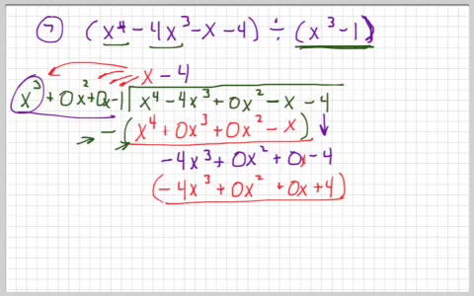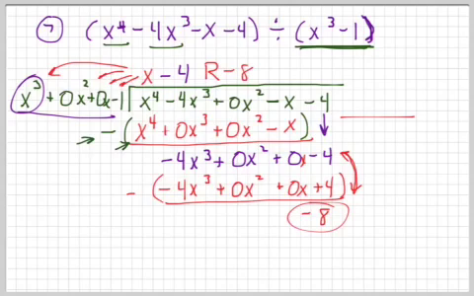Draw a line, subtract. Negative 4 minus negative 4 is going to be a plus, so they cancel out. 0 minus 0 is 0, 0 minus 0 is 0. And I'm finally down to just these last two. Negative 4 minus negative 4 is negative 8. And there's nothing left up here to bring down. I've worked through all my terms, so that's my remainder.